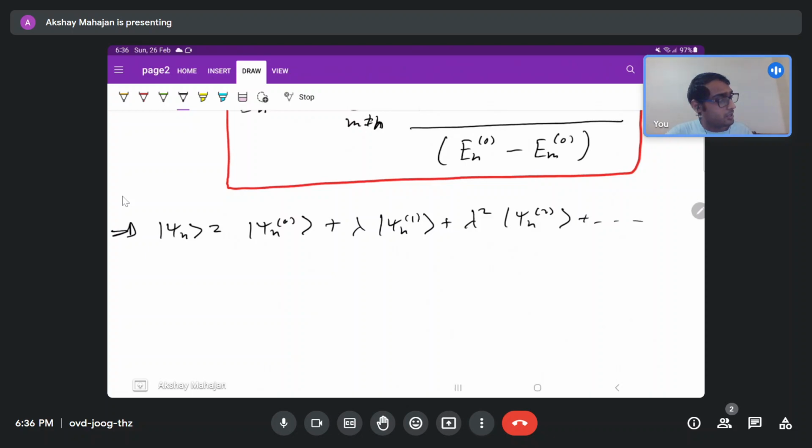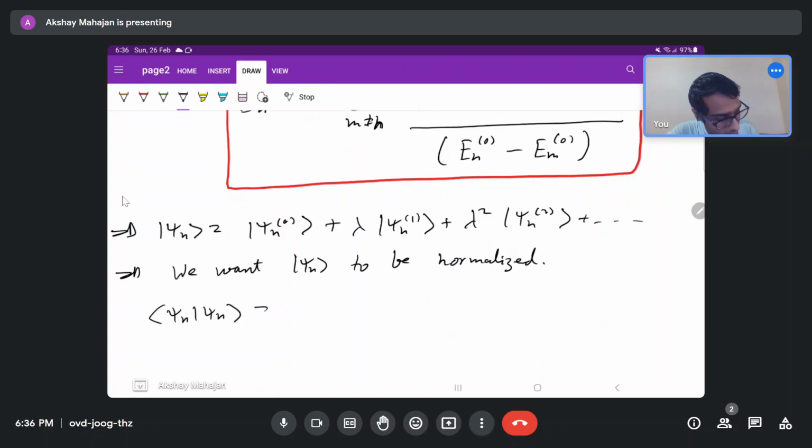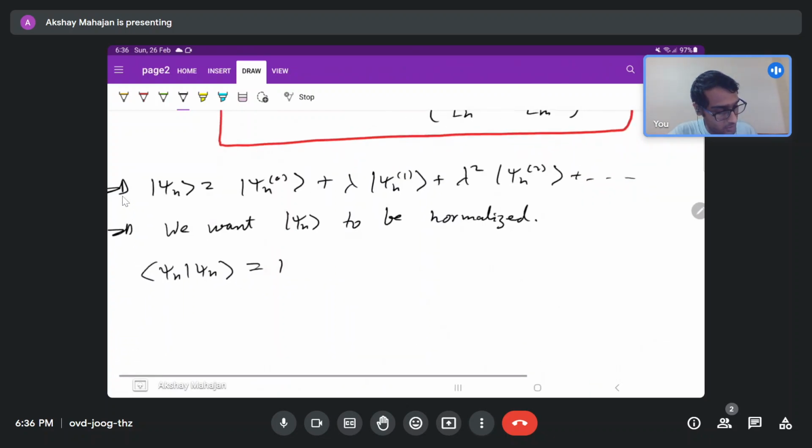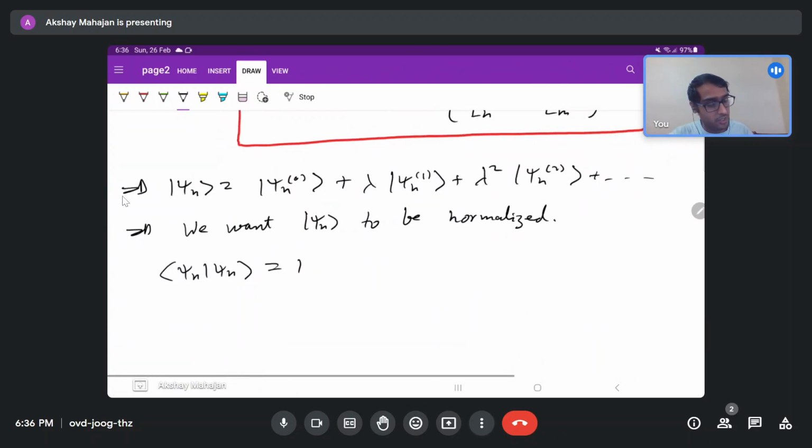Now let's say you want to normalize your psi wave function. We want psi to be normalized. So what we need is the norm of psi n to be equal to 1. This is our wave function after the perturbation.